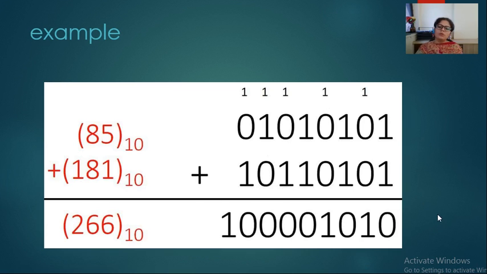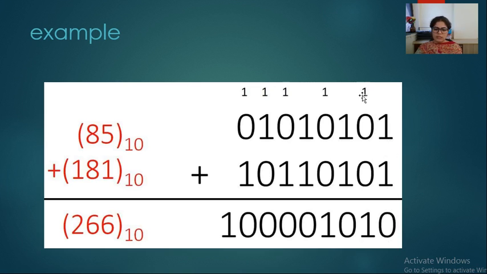Now we will see how we perform addition. Let's start from the rightmost bit. You always have to start from the rightmost bit, and we move from right to left. So let's start from this rightmost bit. The bits are 1 plus 1. 1 plus 1 is always 0 with 1 carry. So this is 1 carry.